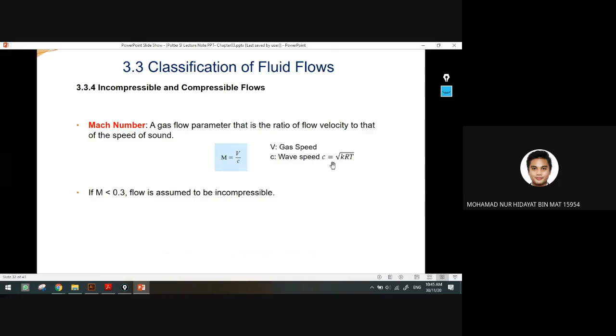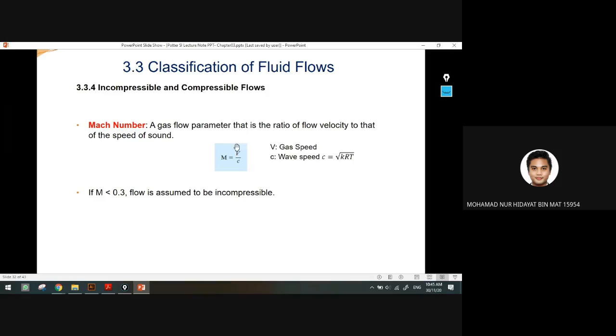We know that the speed of sound is the square root of kRT. k is the specific heat ratio, Cp over Cv. R is the gas constant and T is temperature, all in absolute units. If the Mach number is less than 0.3, the flow is assumed to be incompressible.